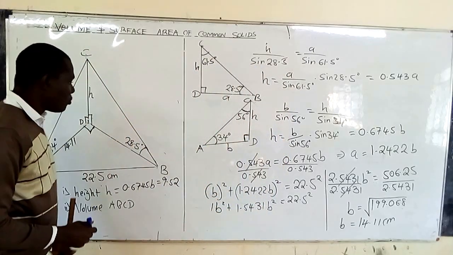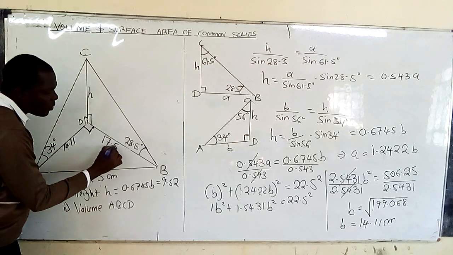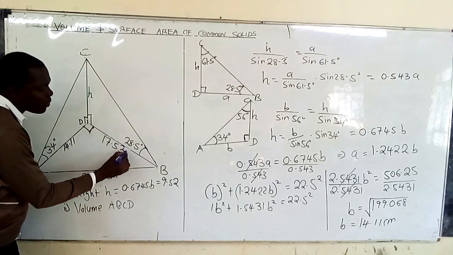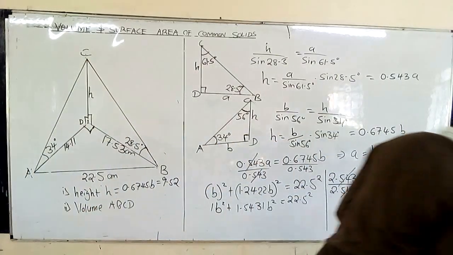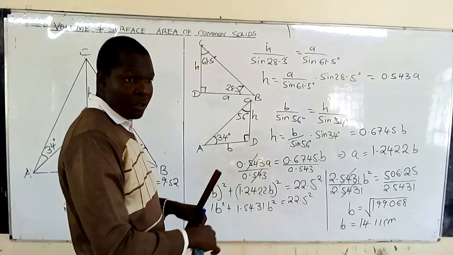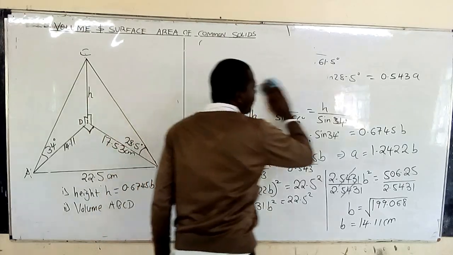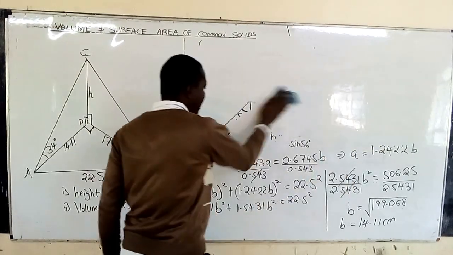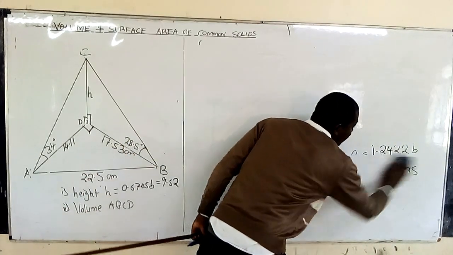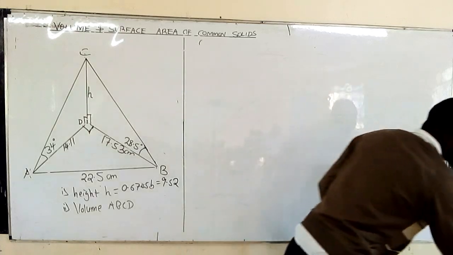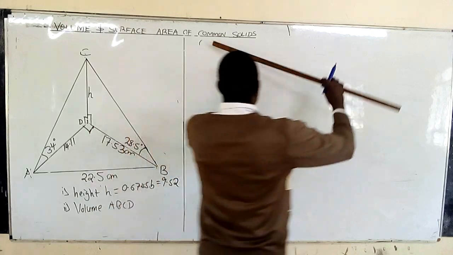What do you get to be A? 17.53 centimeters, isn't it? See, from there you can now get the volume, gentlemen. Can you start with the base area? We know the volume of a pyramid is a third base area times the vertical height, isn't it? You can see the base area there.